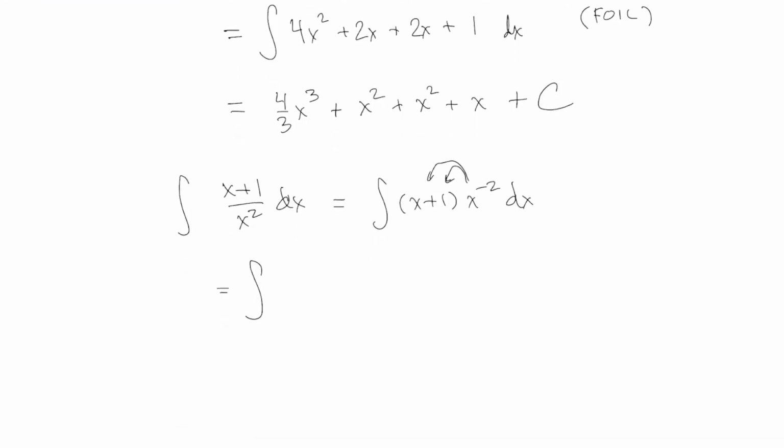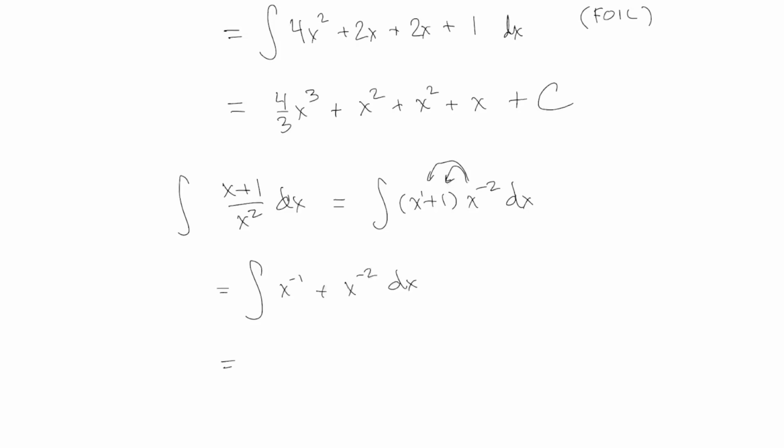Can anybody say what's x times x to the minus 2? When you're multiplying powers like this, you should think of adding the exponents, all right? So this is x to the 1 times x to the negative 2. You add the exponents, I get x to the negative 1, right? And then the second one, 1 times x to the minus 2, that's just x to the minus 2. All right? And now I converted it into stuff which is only added, and so we can just do the integrals of each one of them.